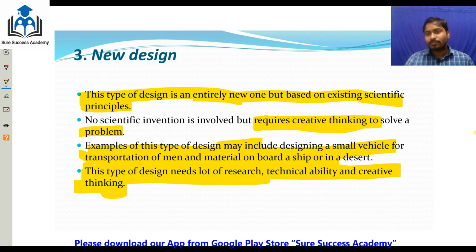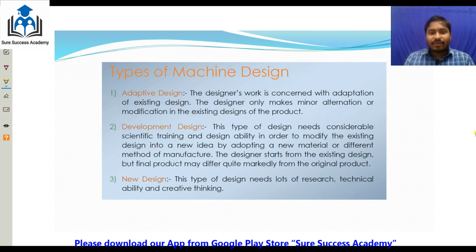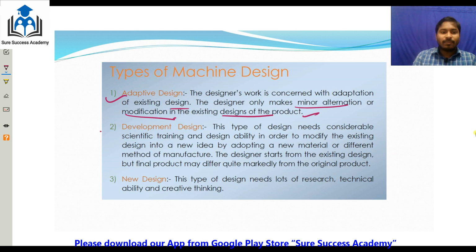Okay, so friends, types of machine design, this is the last summary. The adaptive design: the design work concerned with the adaptation of an existing design, making only minor alterations or modifications in the existing design of the product. Developmental design: this type of design needs considerable scientific training and design ability in order to modify the existing design into a new idea by adopting new materials or different methods of manufacturing. Starting from the existing design, the final product may be quite different, like the car designs.